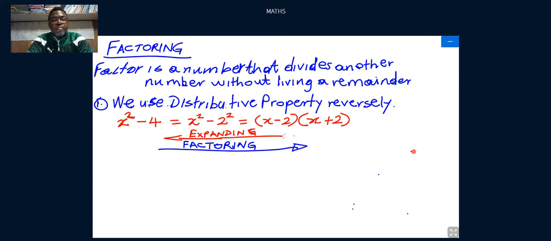That is a fact. You take any number, you divide it with any number. If you don't get a remainder, that number which you use to divide is a factor of that number. Are we clear? So, if I take 6 and divide it by 3, the answer is 2. There is no remainder. 3 is a factor of 6. You can try your own examples. You'll see.